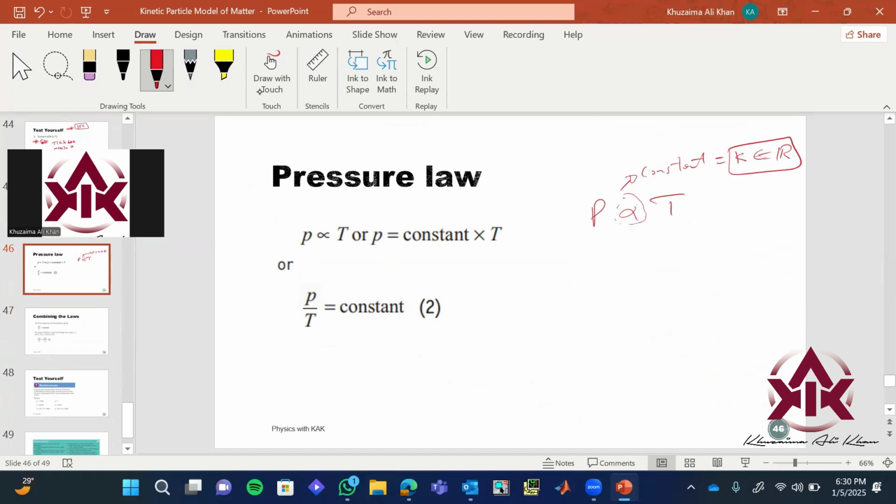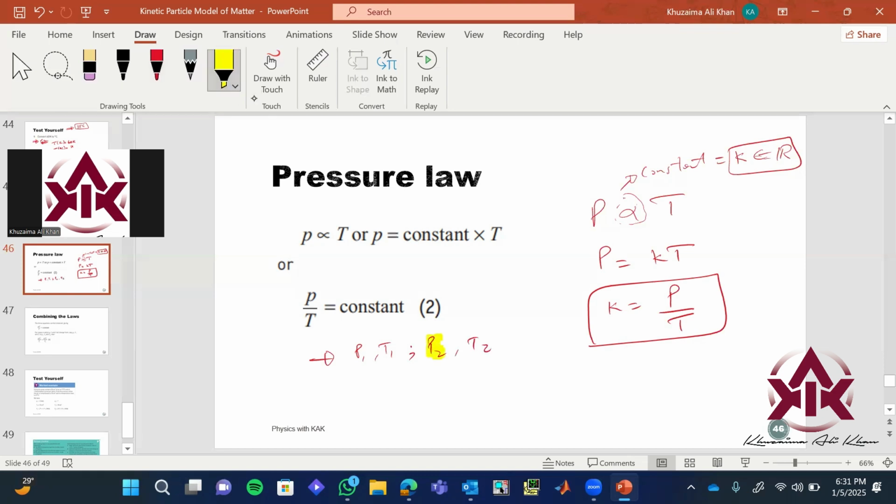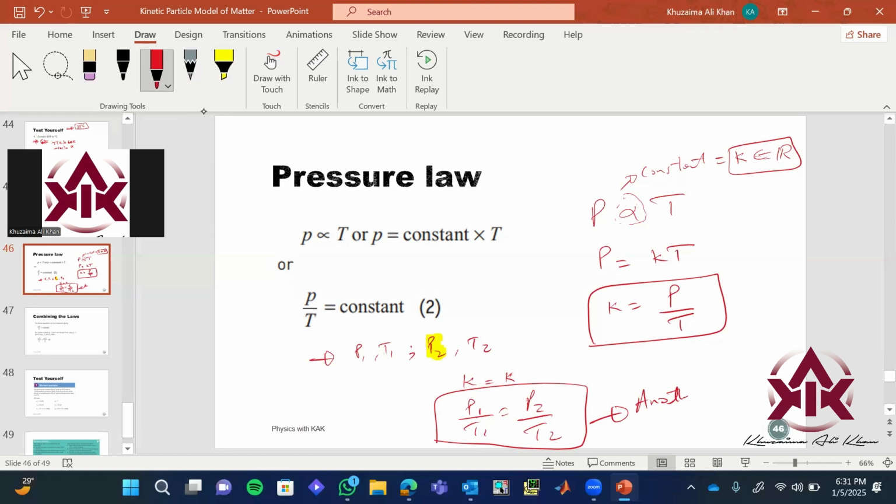Let's introduce the constant here. It becomes P equals kT. Let's make k the subject, so k becomes P upon T. Let's imagine you are given P1, T1, and T2, and this time your P2 is unknown. You can again equate the constants since the gas is the same. If the gas is the same, you can apply this formula, that becomes P1 upon T1 equals P2 upon T2. Then you can put in the known variables and find the unknown variable. This is another variation.